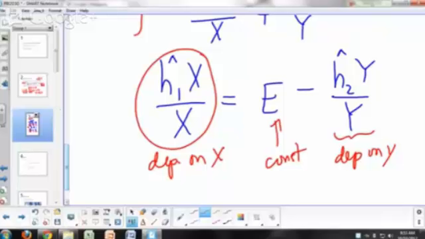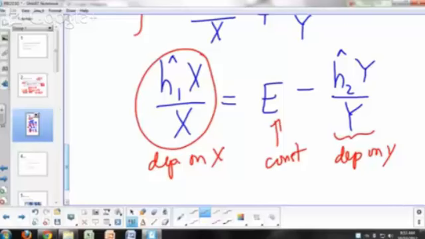How can those two expressions be equal? How can something that depends on x be equal to something that depends on y? Then both expressions must be equal to a constant. In fact, both expressions must be equal to the same constant in order for both sides to be equal, regardless of what x and y. Remember, x and y are independent variables. For any x I pick, I plug it into the left side. Any y I pick, I plug it into the right side. Both sides must be equal. The only way both sides can be equal is if both sides are equal to the same constant.